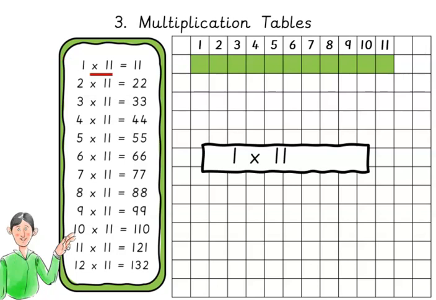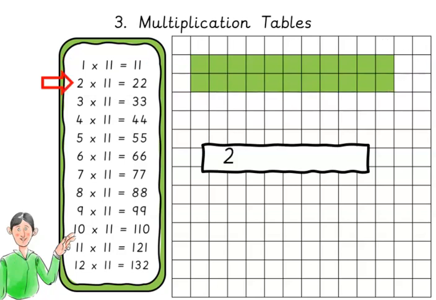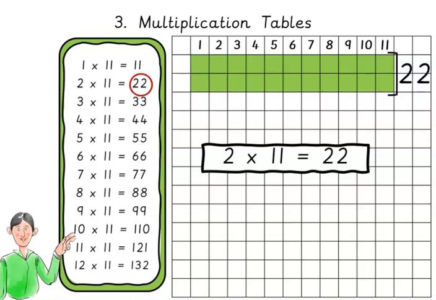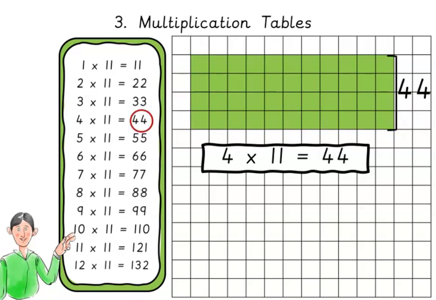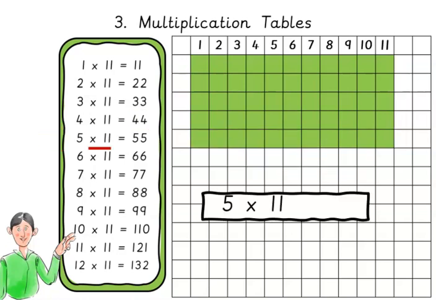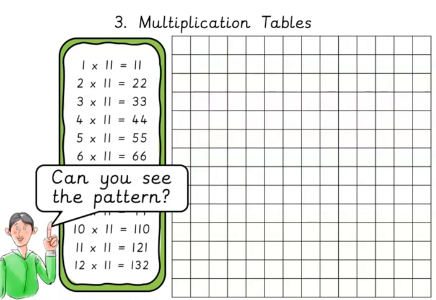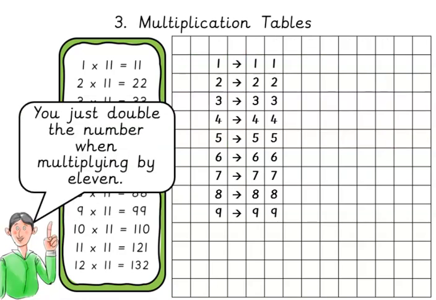1 multiplied by 11 equals 11. 2 multiplied by 11 equals 22. 3 multiplied by 11 is 33. 4 multiplied by 11 is 44. 5 multiplied by 11 is 55. Can you see the pattern? You just double the number when multiplying by 11.